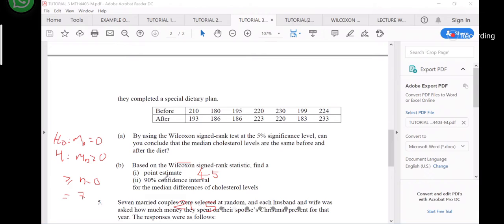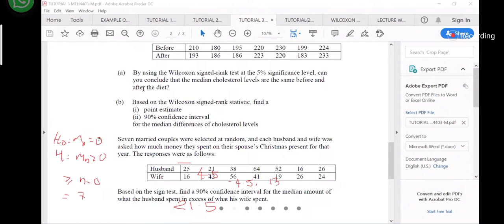For the 90% confidence interval, the lower limit should be negative 4.5, and the upper limit should be 13. Correct. So you have to understand that. Next, we move on to number 5.